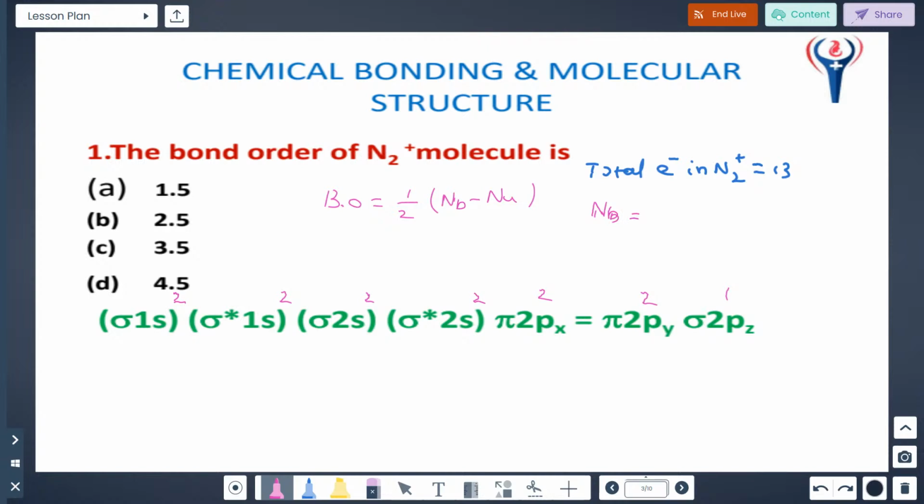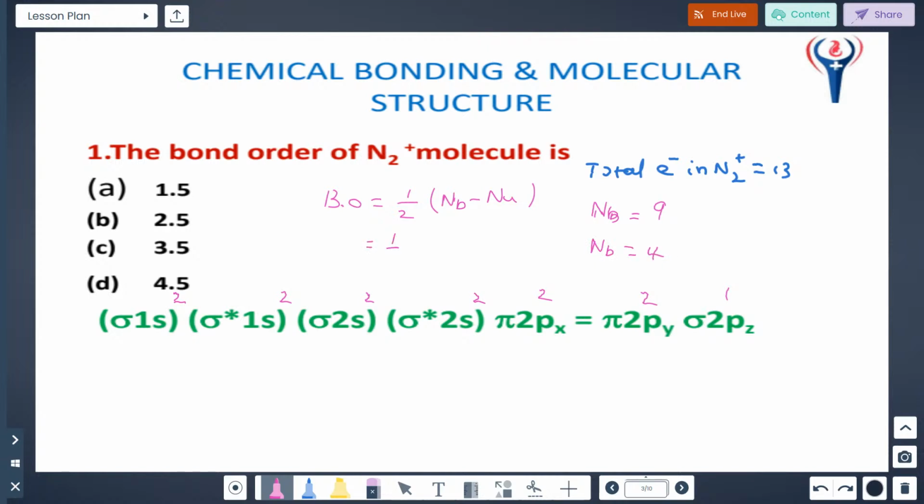How many electrons are there? 2, 4, 6, 8, 9. So the number of electrons in bonding molecular orbitals is 9. If an orbital has a star, it is called anti-bonding. So here 2, here 4. So there are 4 electrons in anti-bonding. Just substitute here.